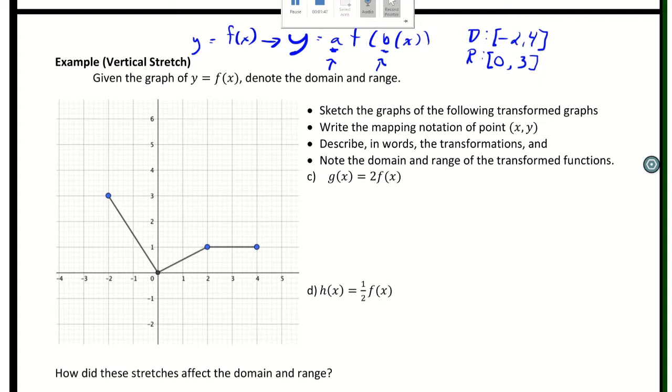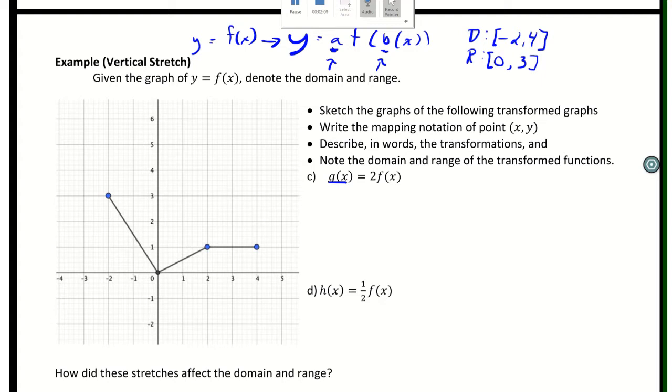We are going to sketch the graphs of the following transformed graphs. We're going to write the mapping notation in the points of (x, y). We're going to describe in words what the transformation is, and note the domain and range of the transformed functions. So let's look at g(x) first. I'm going to write in blue for g(x).